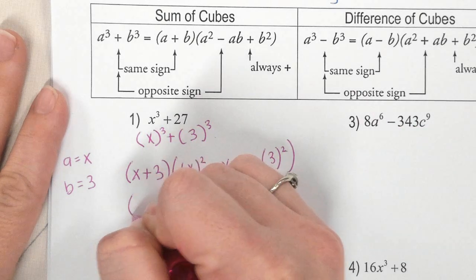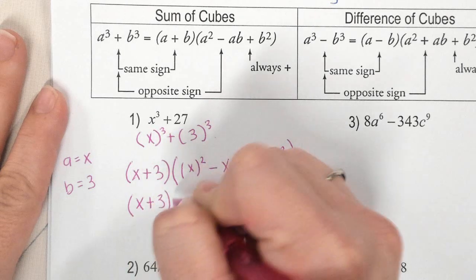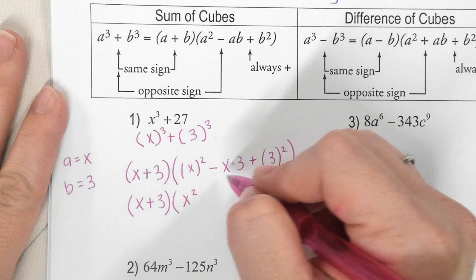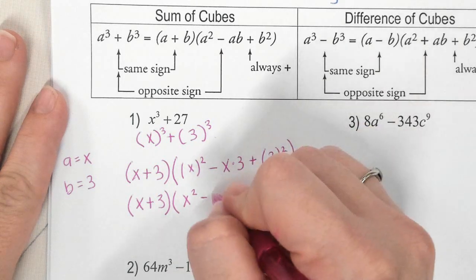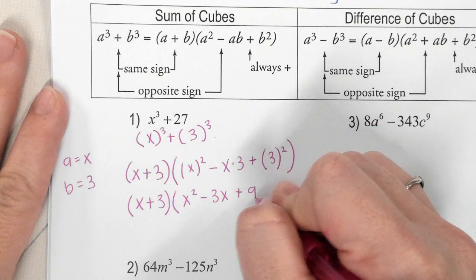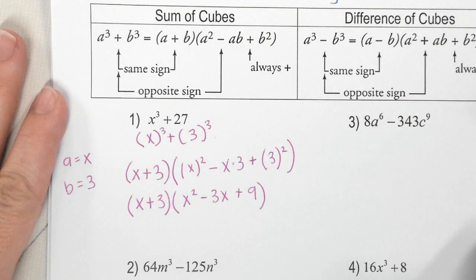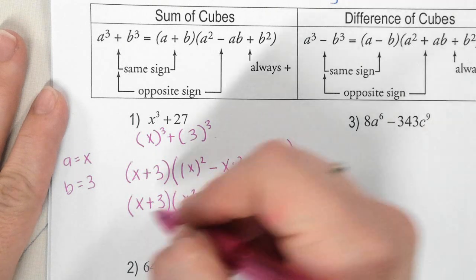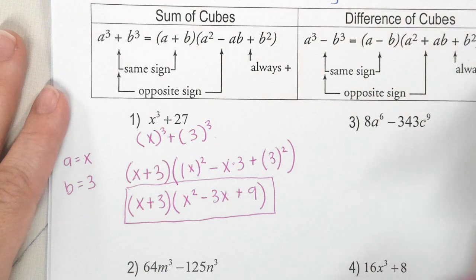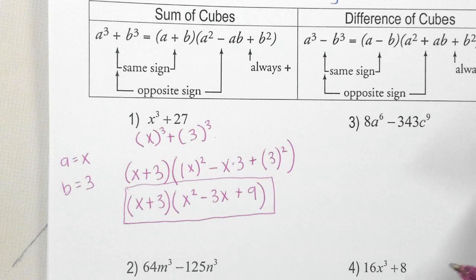So I'm just going to bring it down, X plus 3. X squared is just X squared. What's X times 3? And then bring down my plus. And what's 3 squared? 9. So like I said, those would have been super easy to simplify just as we went. But when you get to problems that have numbers and letters or different exponents, that makes it a little harder. Any questions with that one? Okay, so let's look at number 2.